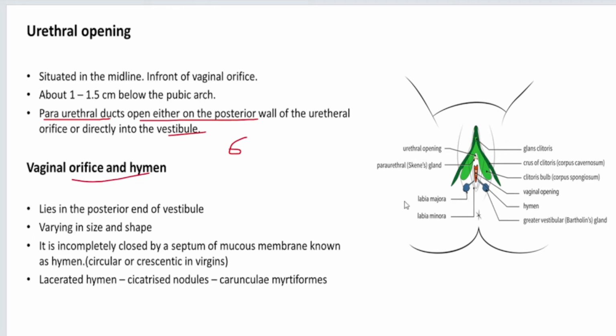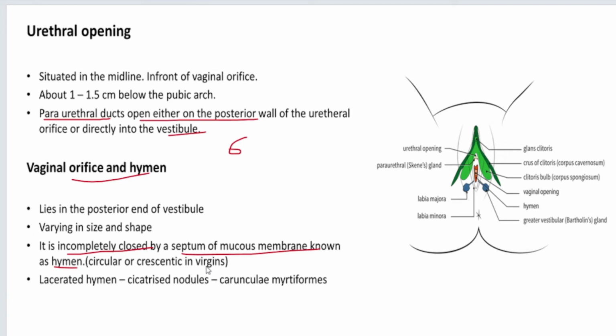So it lies at the posterior end of the vestibule. We see the vaginal opening here. This vaginal opening is incompletely closed by a mucous membrane septum that is known as the hymen. This is very important. Please remember, this hymen is circular, either circular or concentric, in virgins.